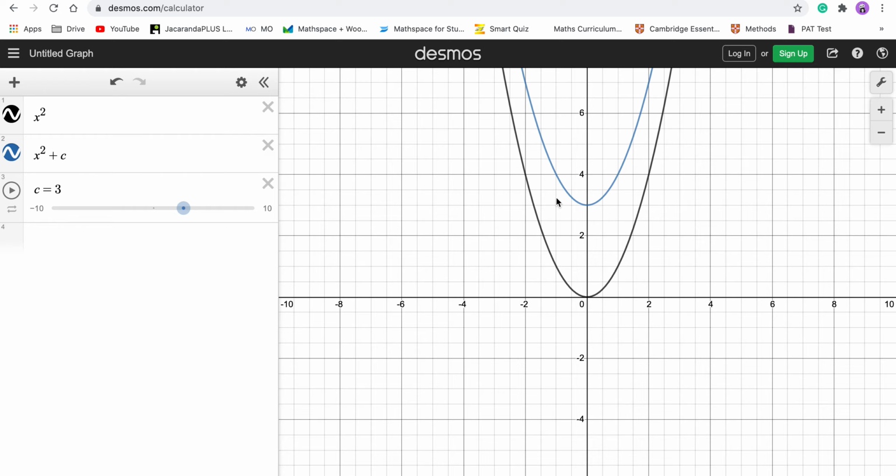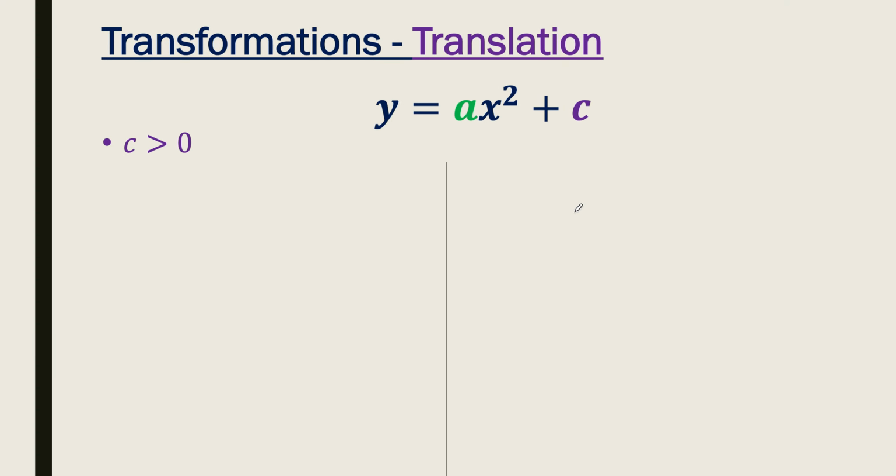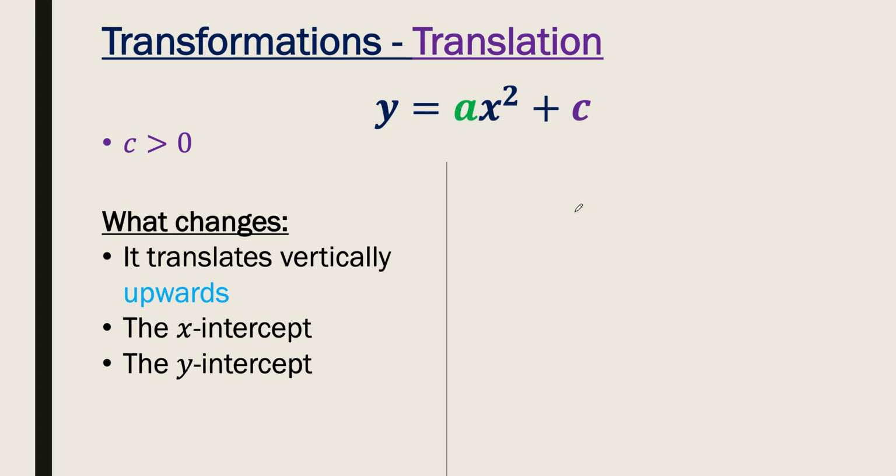So this is an example. I remember that in one of the first videos I said that there are some parabolas that may not have an x-intercept. This is an example. Here we don't have an x-intercept. So the turning point has changed, the x-intercept has changed, and the y-intercept has changed. Let's go into our presentation and see what changes. Exactly, the parabola translates vertically upwards, which means that the x and the y-intercept have changed, okay?